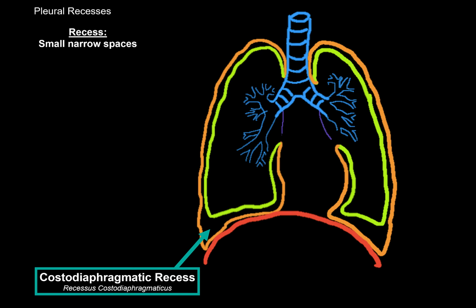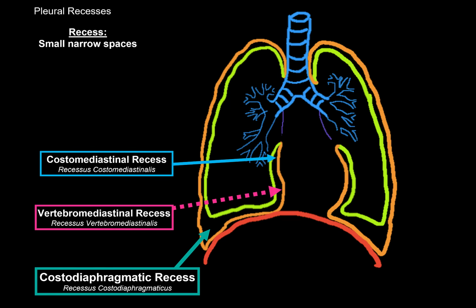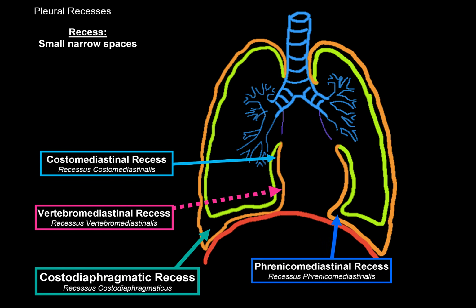Just keep in mind that all structures I pinpoint goes for both lungs. And then we have the costal mediastinal recess, which lies right behind the sternum. And then we have the vertebro-mediastinal recess in front of the vertebral column between the costal surface and the mediastinal surface. And then the last surface is the phrenico-mediastinal recess. And this recess lies only on the left side between the diaphragmatic surface and the mediastinal surface. So that's all for the pleura.